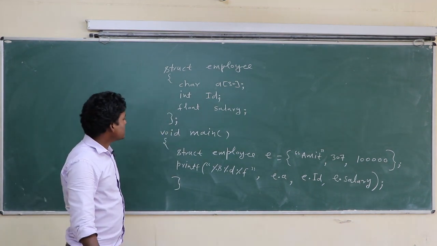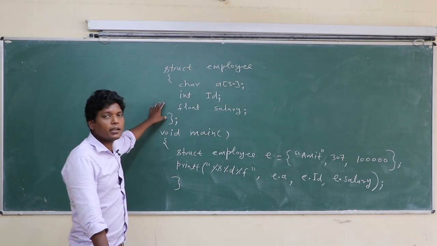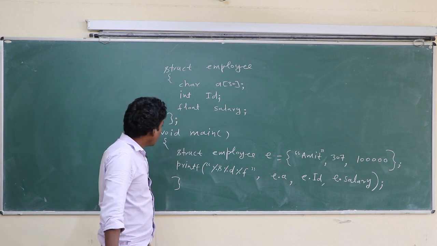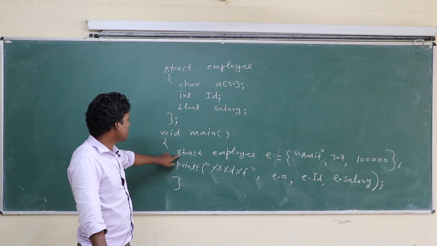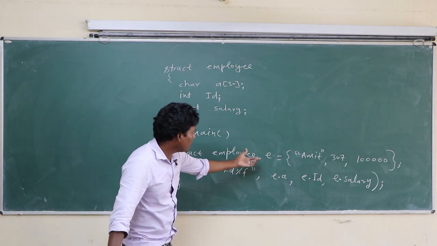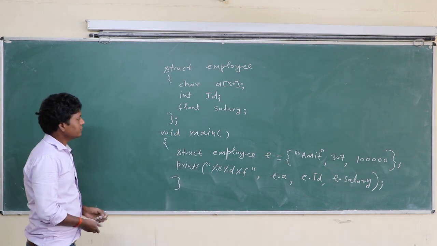In this way you can see structure can be declared before the main, so that it can be visible for all functions in the program. So this is also visible in the main. That's why we use struct employee e equal to this and print this. Okay class?